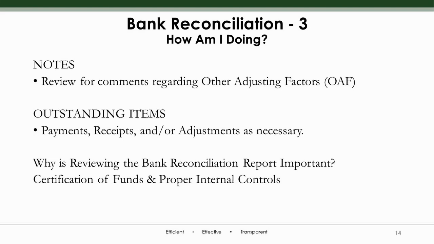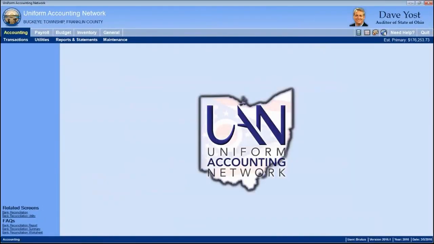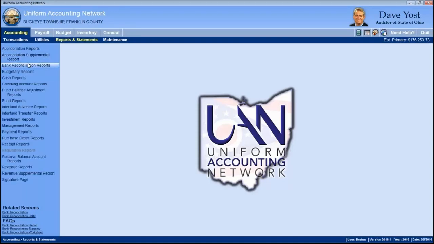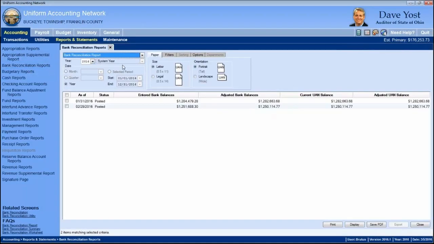And why is reviewing the bank reconciliation report important? Because it's the certification of funds through proper internal controls. Now, let's look at how we get to that report. It's printed out at the time the bank reconciliation is done. And we can get to it any time by going to Accounting, Reports and Statements, Bank Reconciliation Reports, and I can select it by month at any time as long as they have been previously completed.